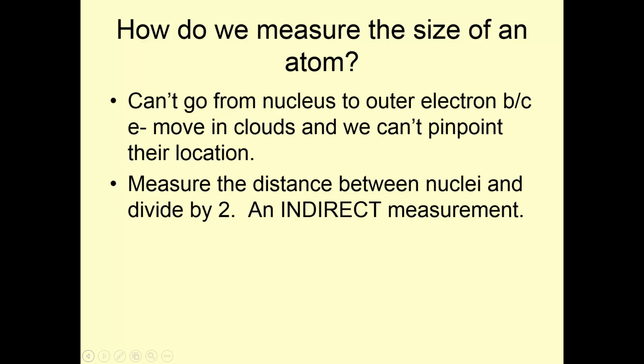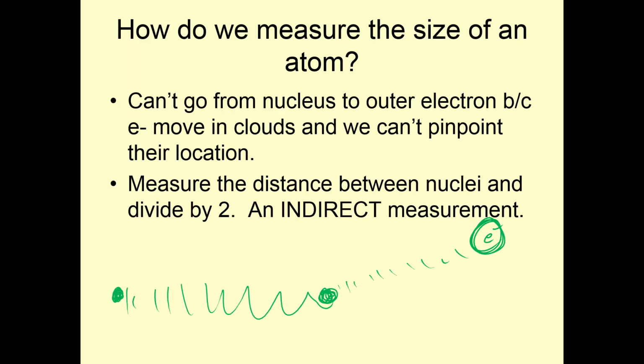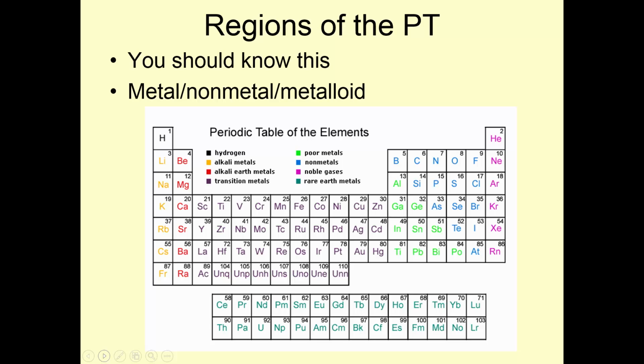How do we measure the size of an atom? We can't go from the nucleus to the outer electron. So you know how we've got a little nucleus. You need to go, oh, here's an electron. Let's just measure it. Because the electrons are in clouds and we can't pinpoint their location. So in other words, these electrons are impossible to locate at a certain time. So what we do is we find another nucleus, because we can detect those, and we take the distance between these two and divide it by 2. So it's an indirect measurement.